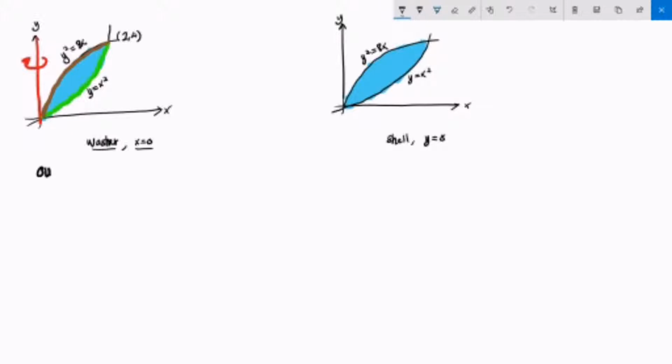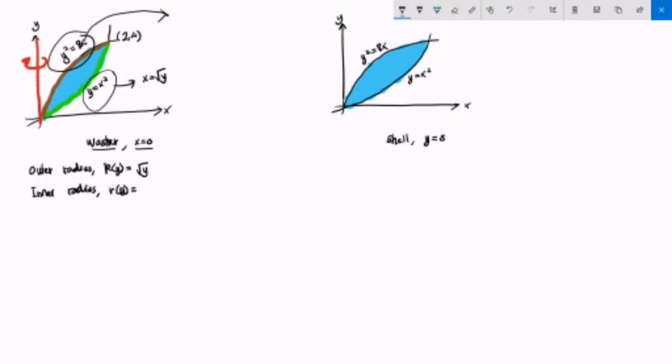So we'll find the outer radius first, right? So the outer radius, in this case, is R(y). R(y) is given by, so this is the outer radius, right? We want to write in terms of y, so x equal to square root y. So the outer radius is given by square root y, whereby the inner radius r(y) is given by this function. This function can be written as x equal to y squared over 8, right? So y squared over 8.